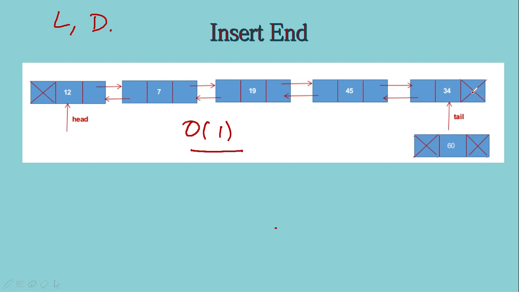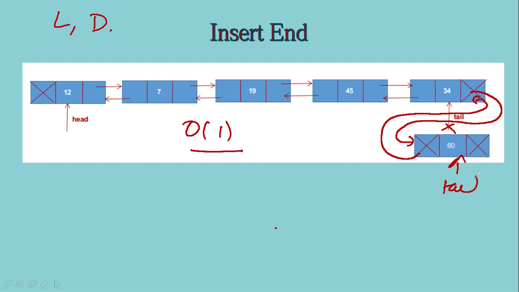What we can do is make the next part of the last node equal to the new node and the new node's previous part equal to tail. This we can do, and we can make the tail point to the new last node. These changes we have to make.